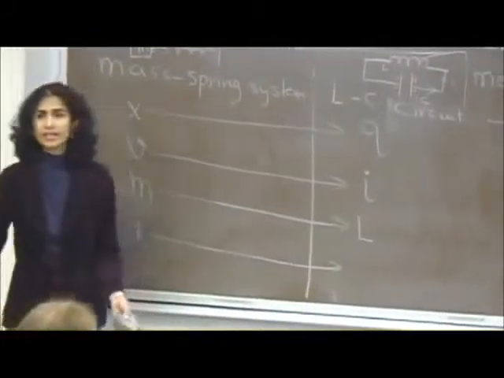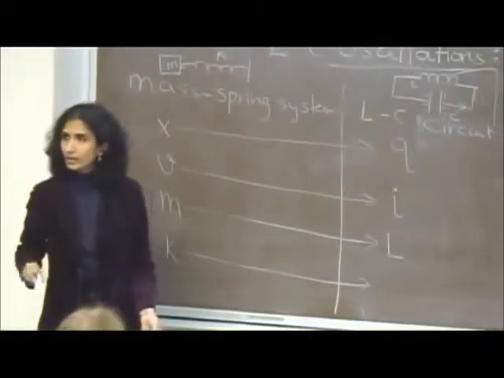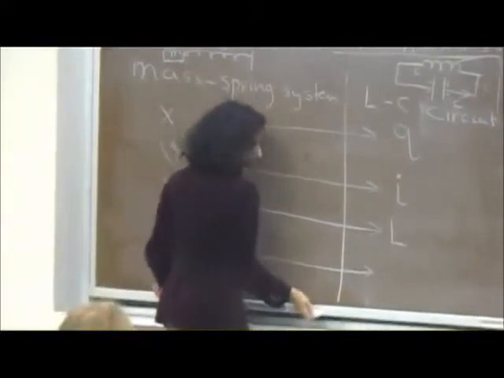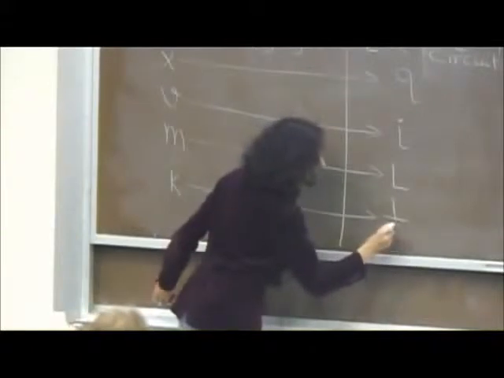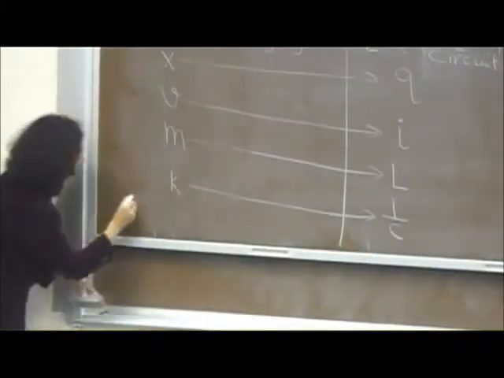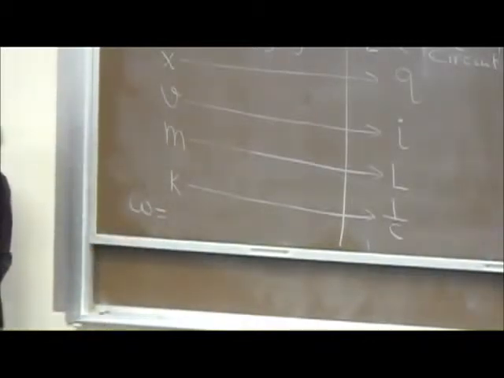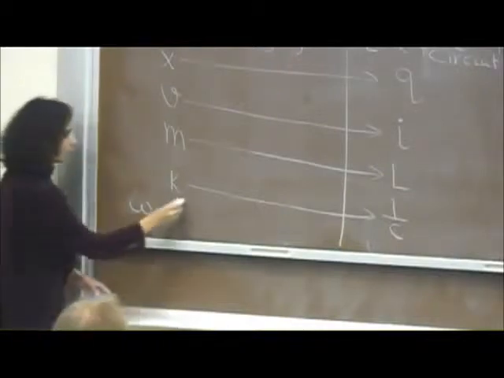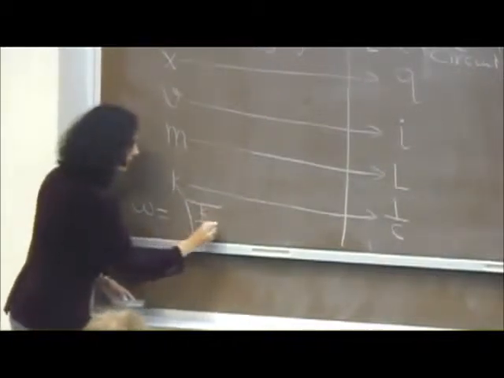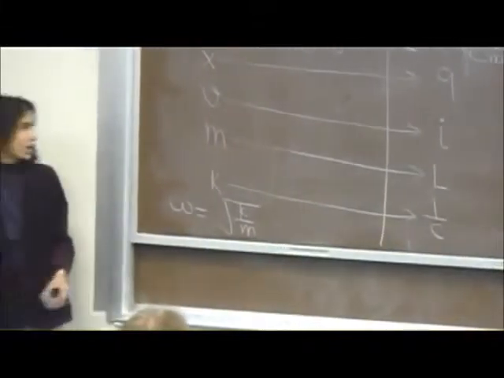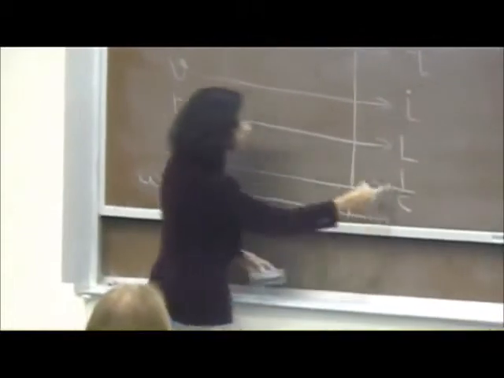And the analog of K, now you can guess what it will be. It will be something related to C, right? Wouldn't it? And this thing turns out to be 1 over the capacitance. In the mass spring system, do you remember what the angular frequency omega was? Omega was the square root of k divided by mass. Square root of k over m. So based upon that analogy, what should omega be here?